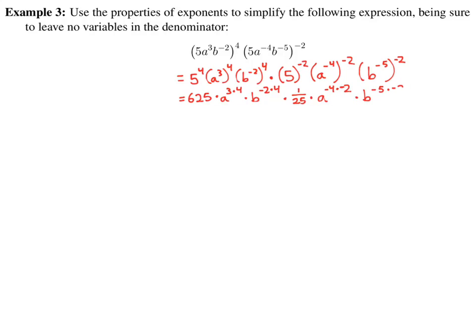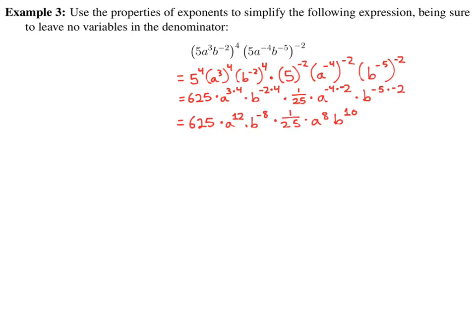5 to the negative 2nd is 1 over 25, because it's 1 over 5 squared. And then same thing with the other a's and b's. If you've got a power of a power, the exponents multiply. So, 625, we got a to the 12th. We got b to the negative 8th, 1/25, a to the 8th, and b to the 10th.